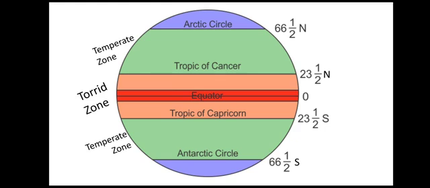The areas lying between the Arctic Circle and the North Pole in the Northern Hemisphere, and the Antarctic Circle and the South Pole in the Southern Hemisphere, are very cold because here the sun does not rise much above the horizon. Therefore, its rays are always slanting and provide less heat. So, these are called frigid zones.